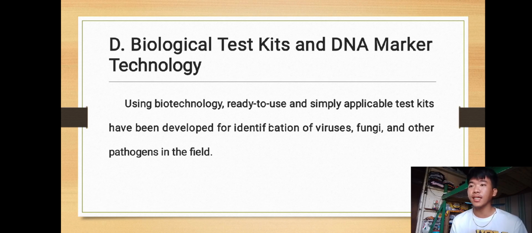Next is biological test kit and DNA marker technology. Using biotechnology, ready-to-use and simply applicable test kits have been developed for identification of viruses, fungi, and other pathogens in the field. So this is very useful, very important siya sa agricultural sector, especially sa atong mga farmers, in which kini siya nga test kit kay magamit ni siya to identify what kind of disease ang giatubang sa ato ang mga tanom. So sa pinaagi ani ma-identify nato unsa siya nga disease, ma-identify nato ug unsa klase nga treatment ug paunsa nato i-cure kana nga disease. So very useful gid siya sa mga farmers nato.